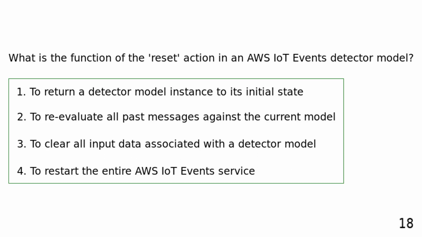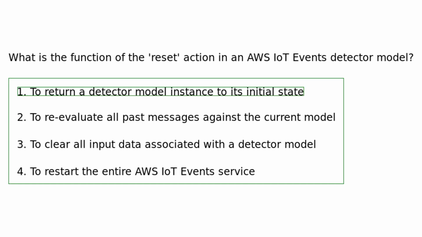To return a detector model instance to its initial state. To re-evaluate all past messages against the current model. To clear all input data associated with a detector model. To restart the entire AWS IoT Events service.